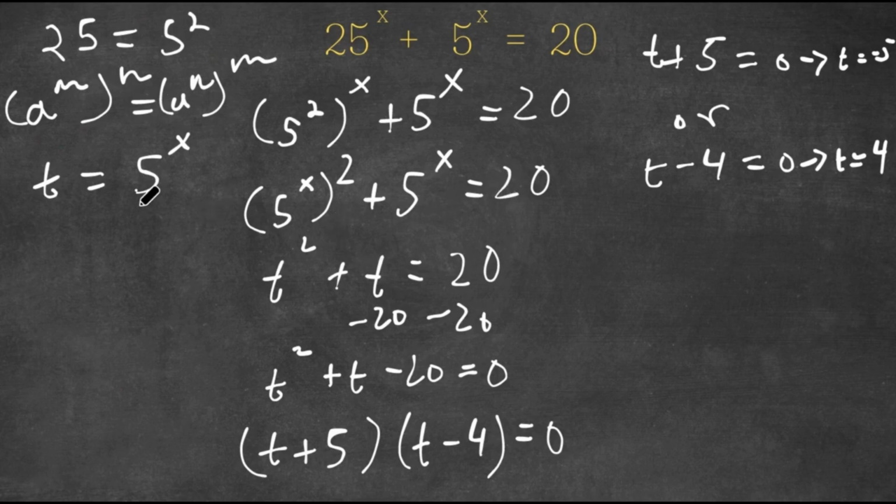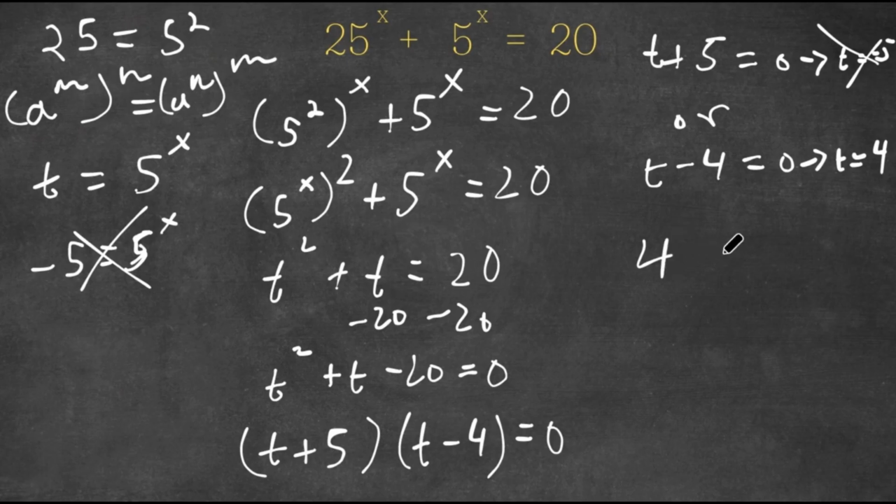So now remember, we set t equal to 5 to the power of x. So let's first try the value t equals negative 5. So if t equals negative 5, then I have negative 5 is equal to 5 to the power of x. And this can actually not be solved. This has no solution because you can't take a power of a positive number and make it negative. So t equals negative 5 is wrong. So that means that we are simply left with t equals 4.